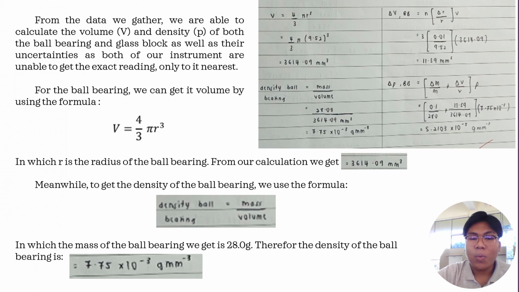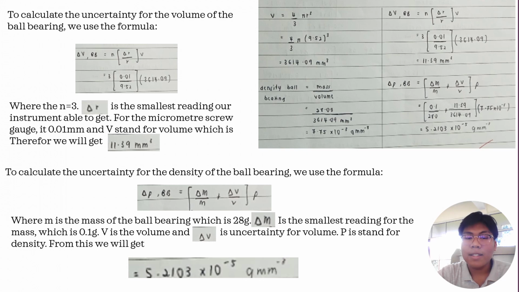From the data we gathered, we are able to calculate the volume and density of both the ball bearing and glass block as well as their uncertainty, as both of our instruments are unable to get the exact reading, only to an estimate. For the ball bearing, we get the volume by using the formula shown on the screen, in which R is the radius of the ball bearing. From our calculation, we get the answer like this. Meanwhile, to get the density of the ball bearing, we use the formula as shown on the screen, in which the mass of the ball bearing we get is 28 gram. Therefore, the density of the ball bearing we get is the answer displayed on the screen.